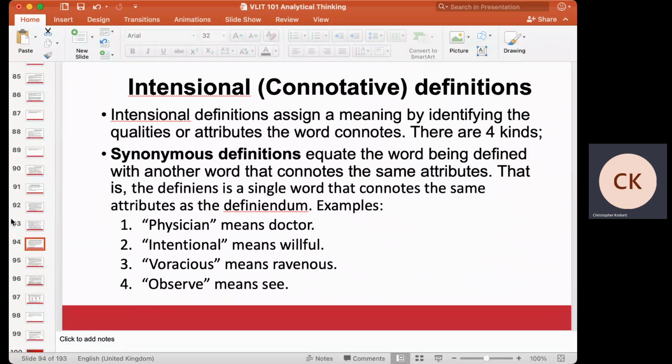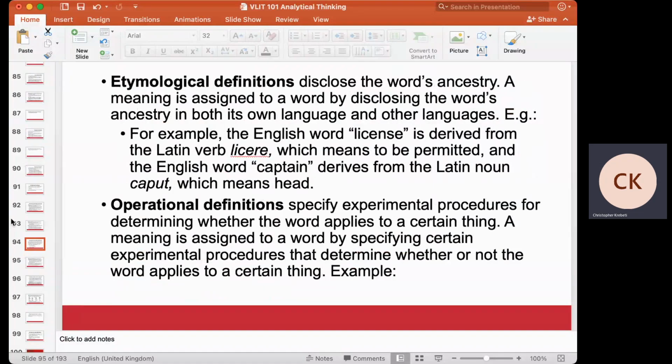Now look at the second example. Intentional means willful. The word intentional means willful. Both of them connote the same thing. They have the same attributes. We have voracious means ravenous, the same thing. Observe means see, the same thing. So both of them connote the same thing, the same attribute, the same quality, etc. That is why we refer to them as what? Synonymous.